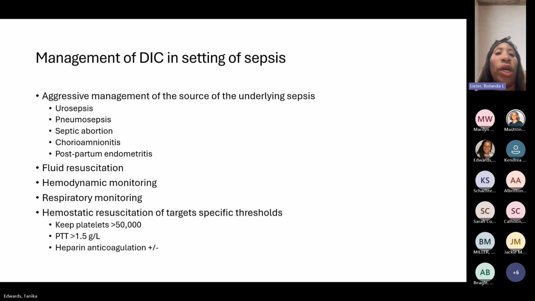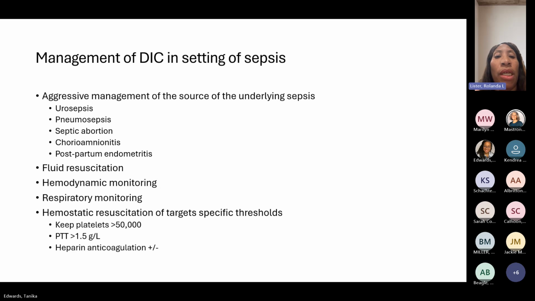You want to do aggressive fluid resuscitation and hemodynamic monitoring. Patients who have sepsis and DIC often have a condition called ARDS that can lead to respiratory compromise, because the vessels in the lungs are also leaky, and that can lead to stiffer lungs and the need for ventilatory support. So ultimately, the goal is to resuscitate specifically what is low.